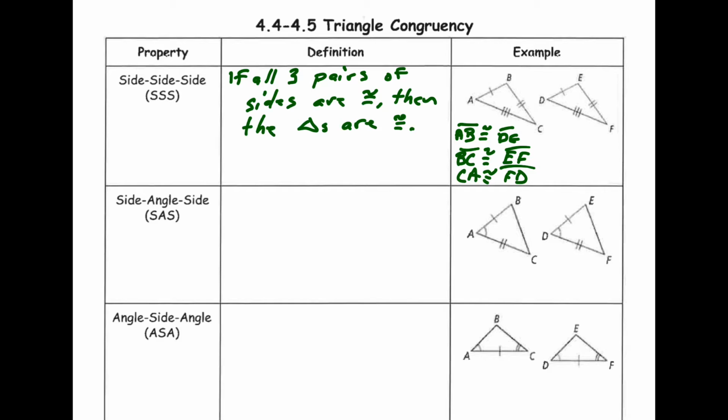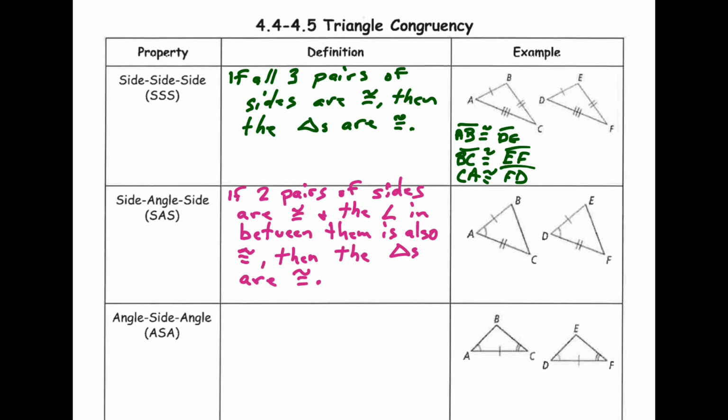We don't even have to do anything with the angles, because those sides can only be put together in a way that forms congruent triangles. So this is a nice shortcut so that we don't have to prove all 6 are congruent. Instead we can just prove that 3 of the 6 things are congruent. So our next one is side, angle, side.